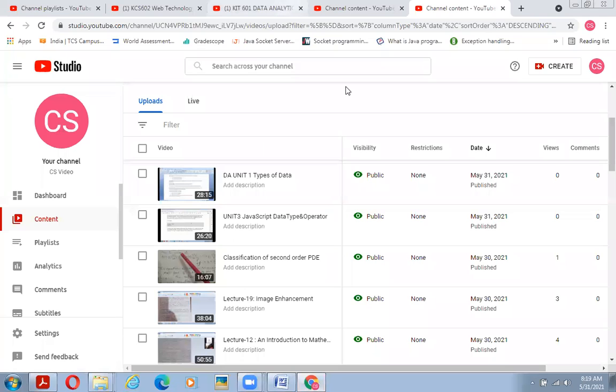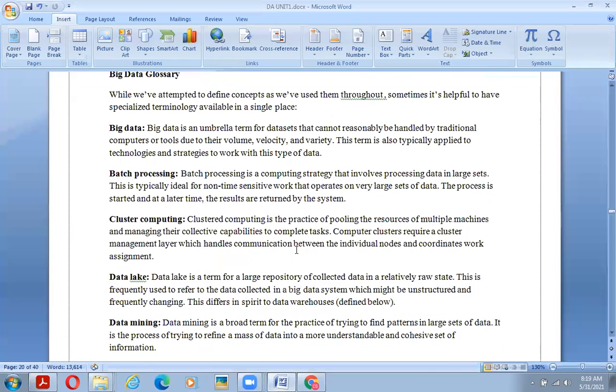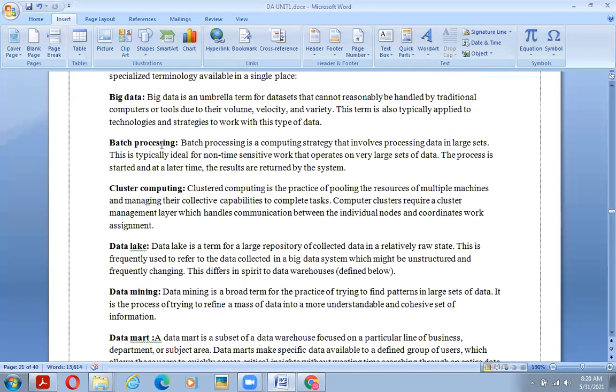Now let's move on. To sum up the previous lecture, we have this glossary. What we learned in the previous lecture is big data. Big data is an umbrella term for data sets that cannot reasonably be handled by traditional computers or tools due to their volume, velocity, and variety. This term was typically applied to technology standards to work with this type of data.